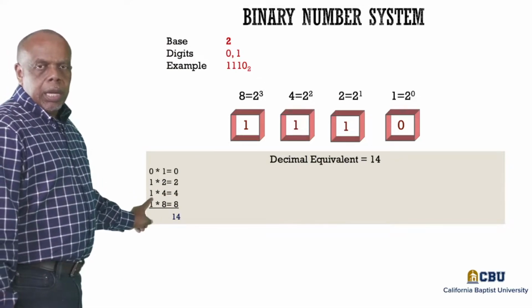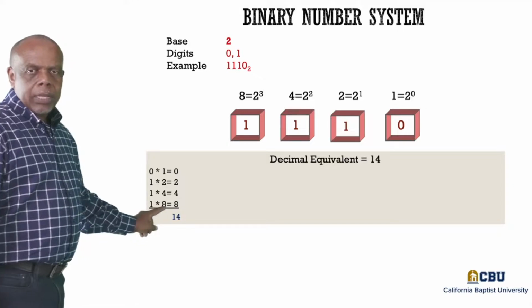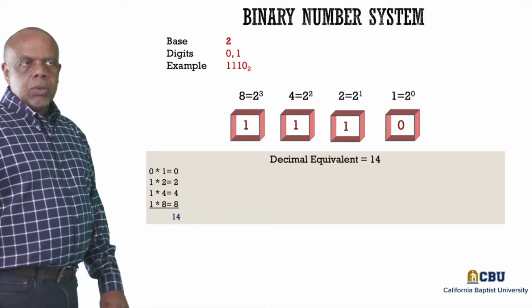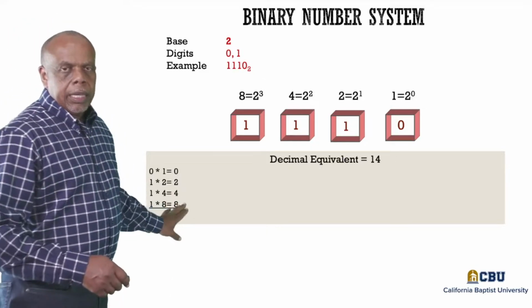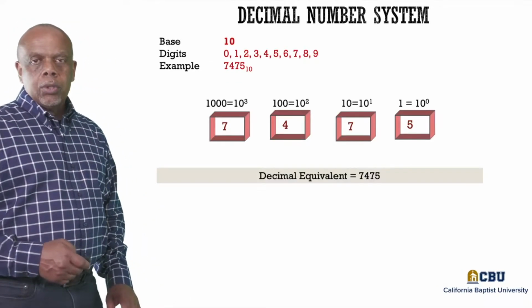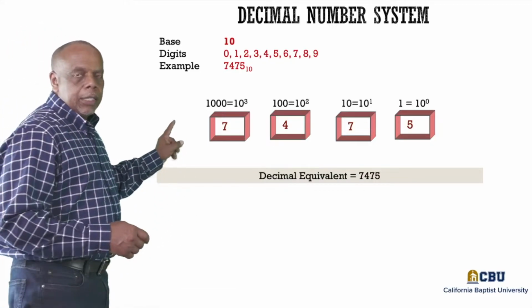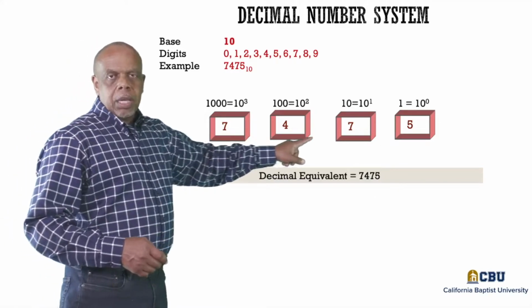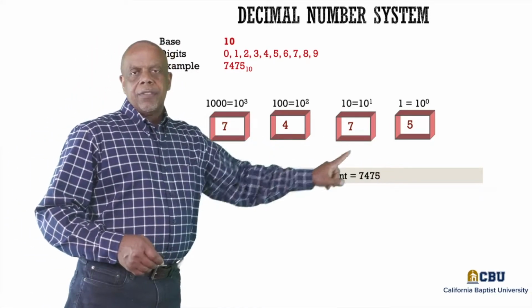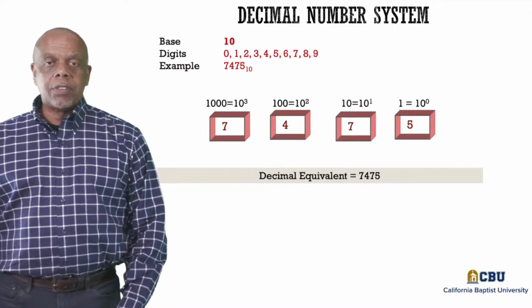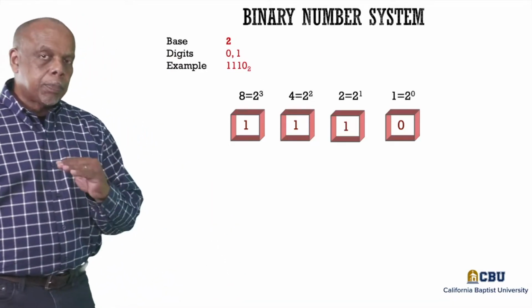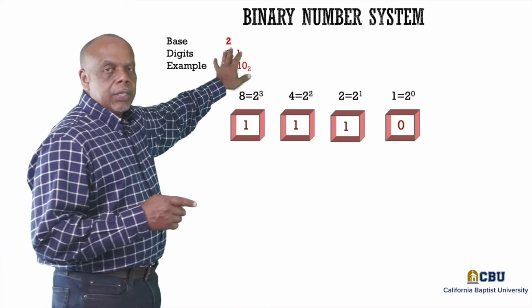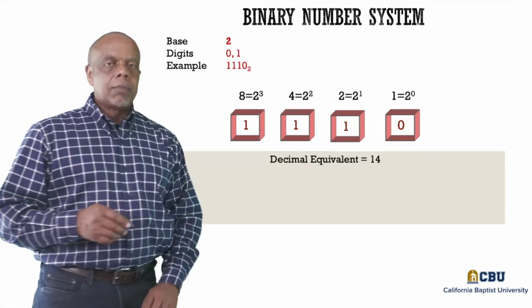Is 2. 1 times 4 is 4. And 1 times 8 is 8. And if I add those together, 2, 4, 8, and 0, it equals 14. No different than if I do in the English, in the decimal, if I add 7,000 plus 400 plus 70 plus 5 gives me 7,475. So you see the process, the procedure doesn't change. The only thing that changes is the radix, or the base of that numbering system.